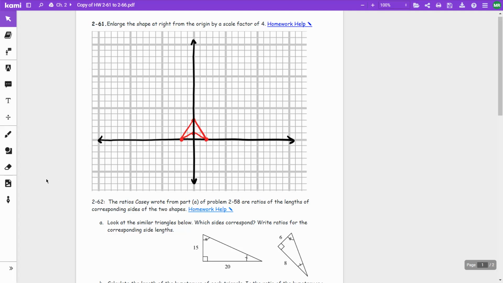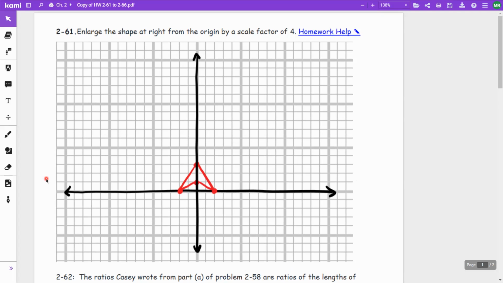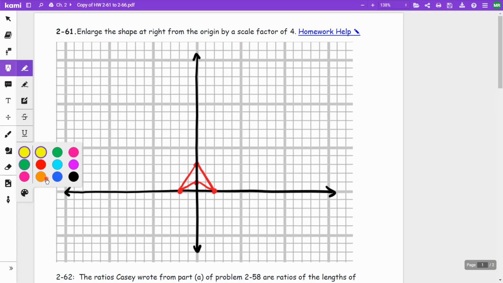So in this video, this is going to be for homework 261 to 266. On this first problem, they want us to enlarge this by a scale factor of 4. And we always need to know where this dilation is coming from. And it's coming from the origin with a scale factor of 4.